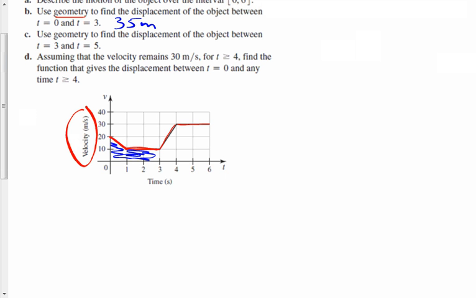Part C. Use geometry again. Find the displacement of the object between t equals 3 and t equals 5. That's this one. We've got more boxes to count. I see 1, 2, 3, 4 whole boxes, right? So we've gone at least 40 meters.